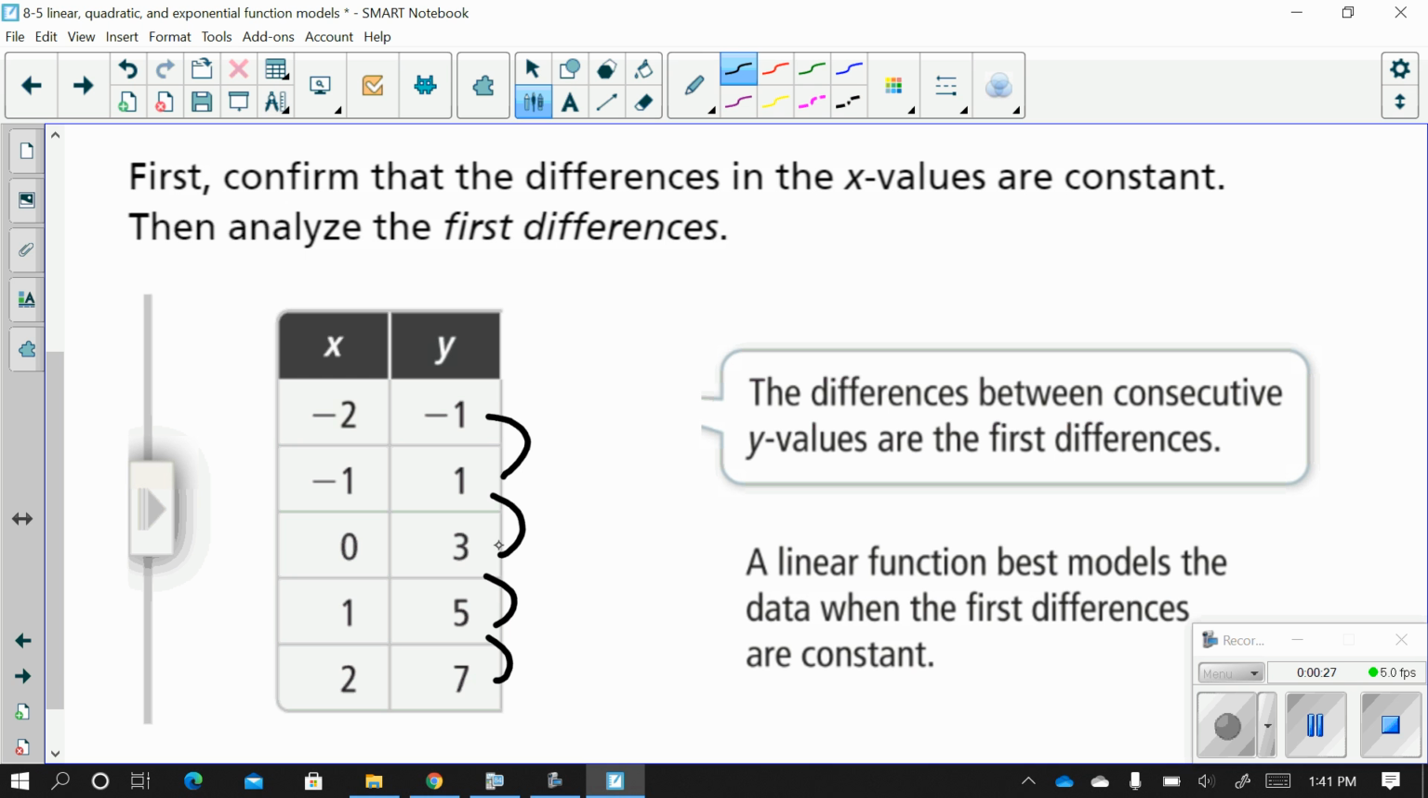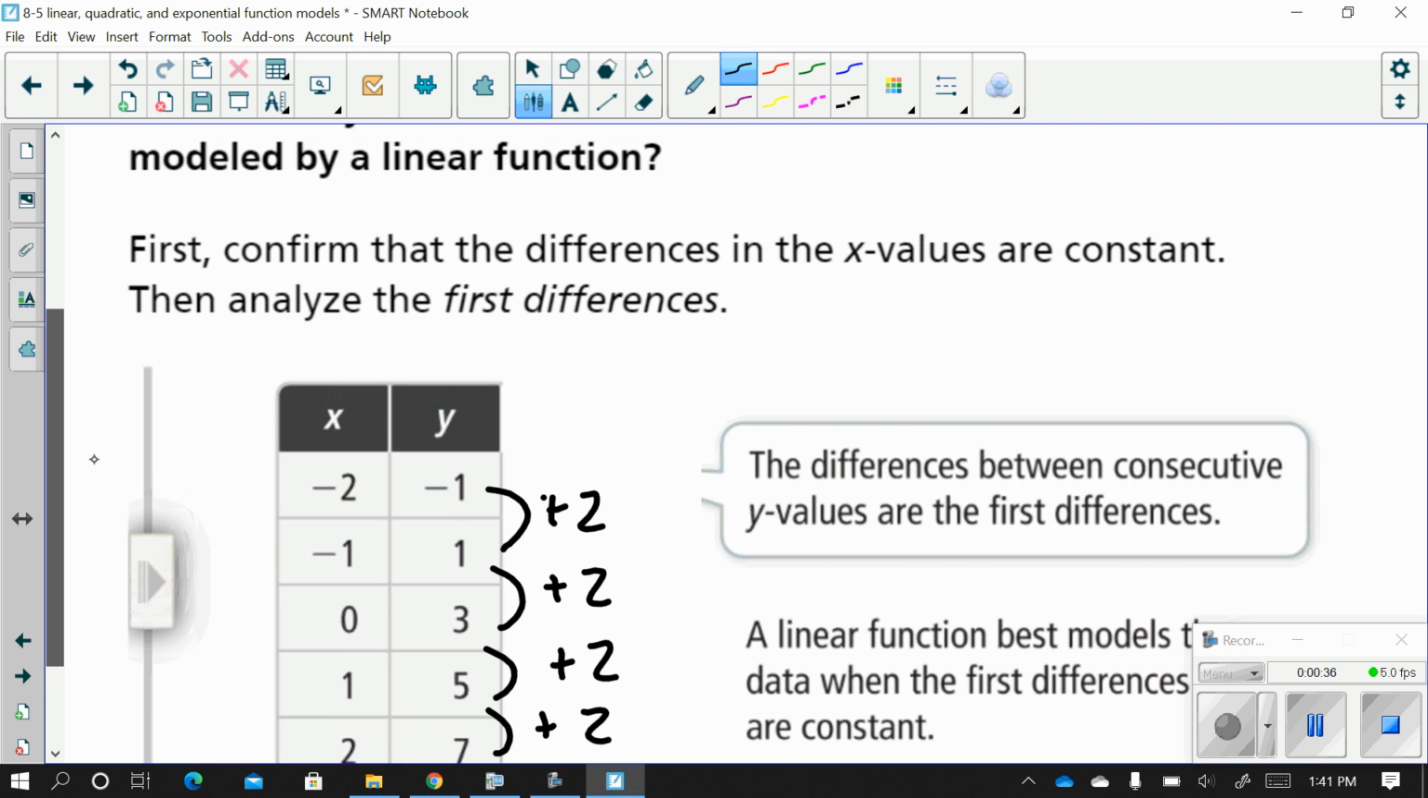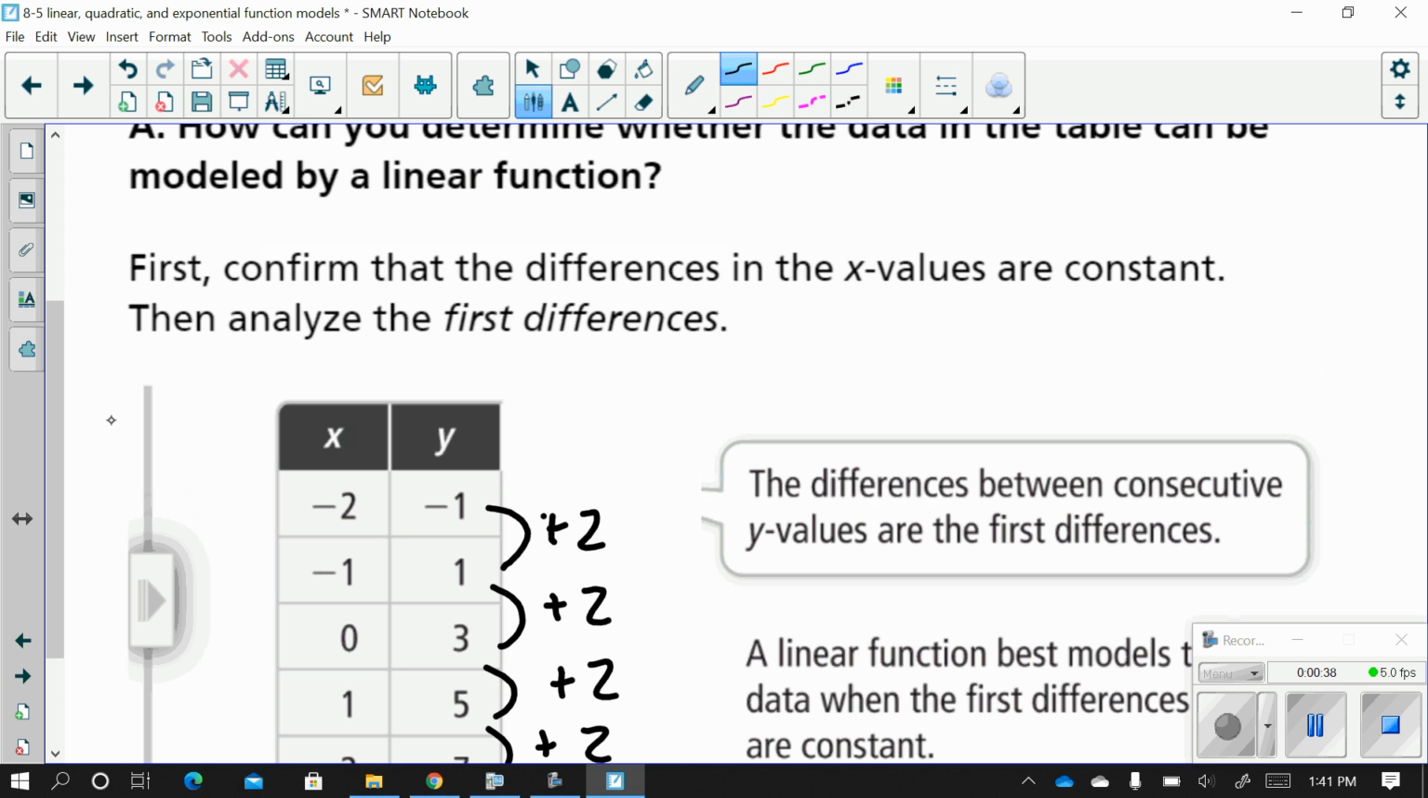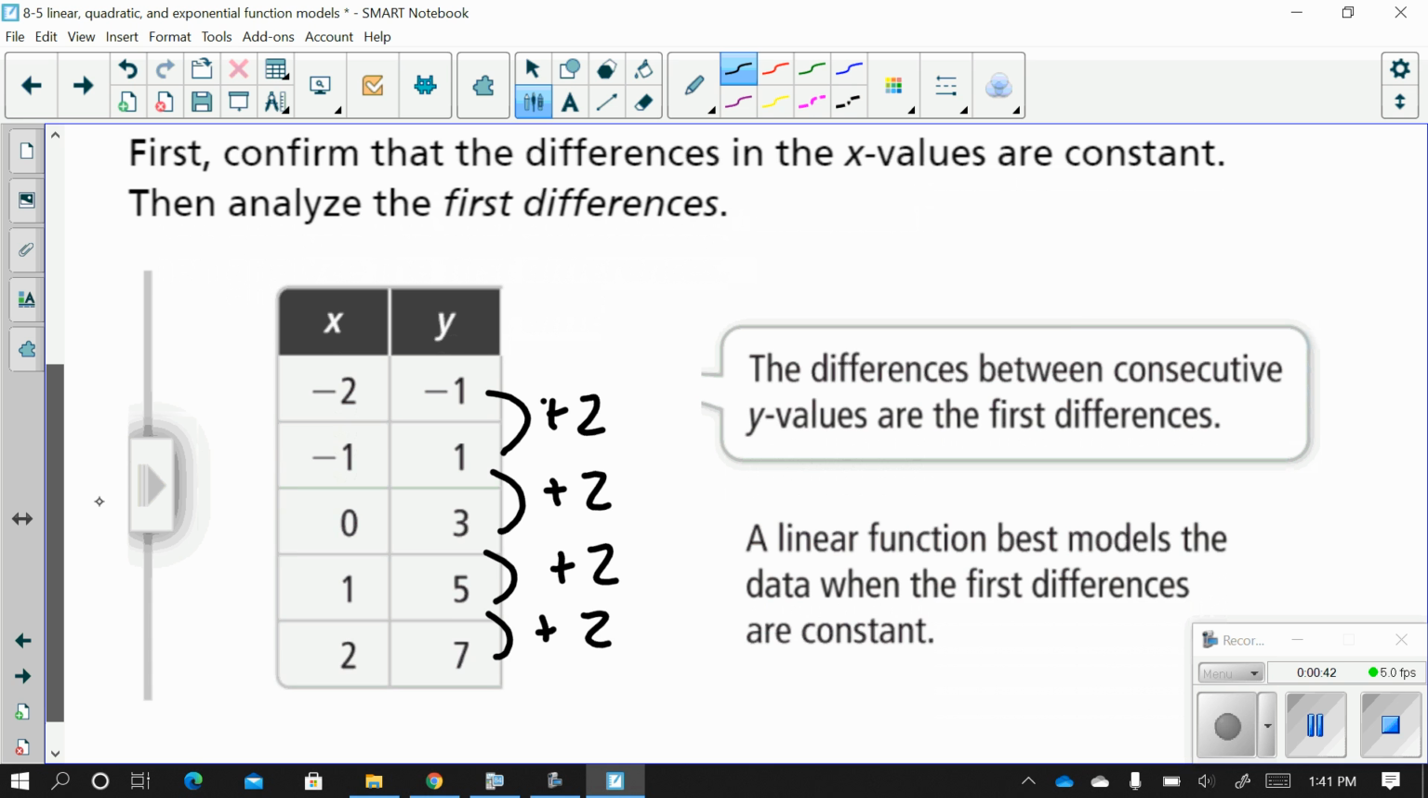So how do I get from -1 to 1? I add 2. 1 to 3, I add 2. 3 to 5, I add 2. 5 to 7, we add 2. This is what we call the first differences. The differences between consecutive y values are the first differences, just like our linear loops. Because the first differences are all the same, this is best modeled by a linear function.